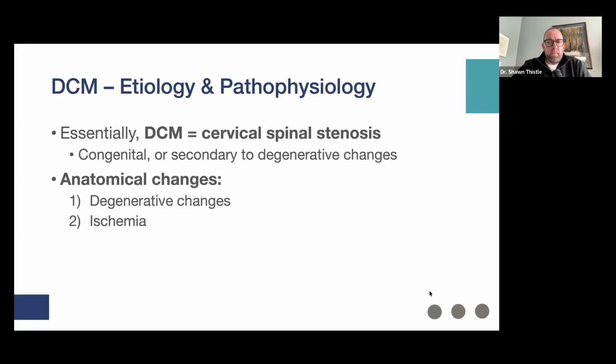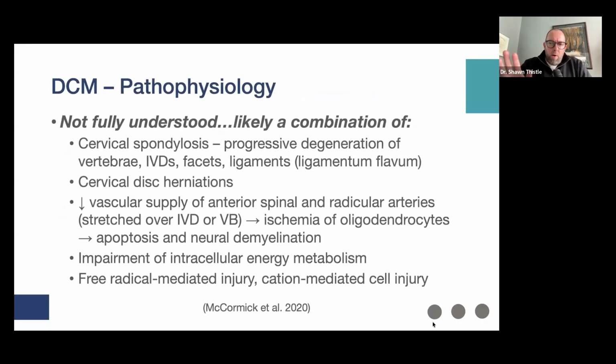Anatomically speaking, the pathology is thought to be a combination of degenerative changes and ischemia. And we'll talk a little bit more about that in a moment. Ultimately, though, and I think this speaks to the variability of the symptomatology, it's not surprising that the pathophysiology is a little bit variable as well. So every patient is allowed to have their own combination or constellation of symptoms or things that are happening in their cervical spine that contribute to this syndrome. But it's probably a combination of the following.